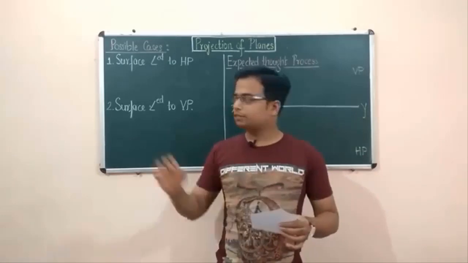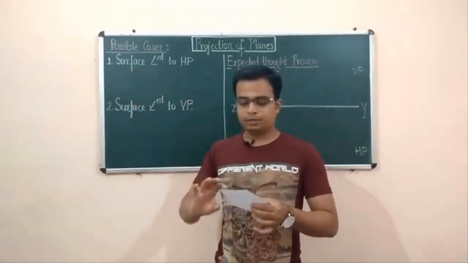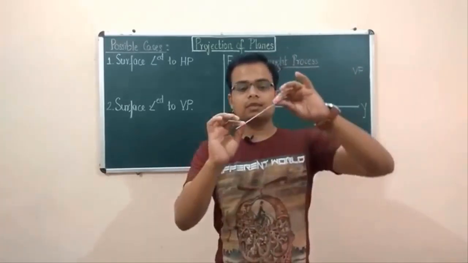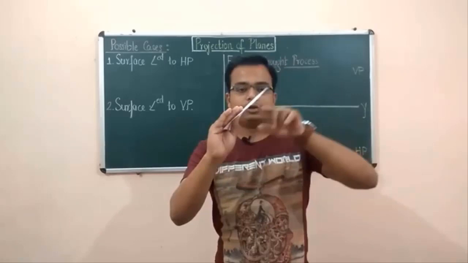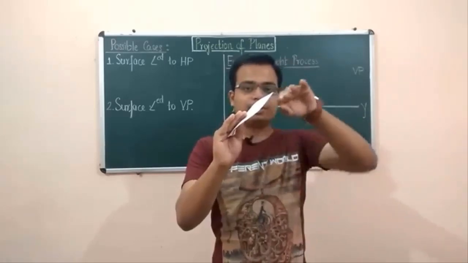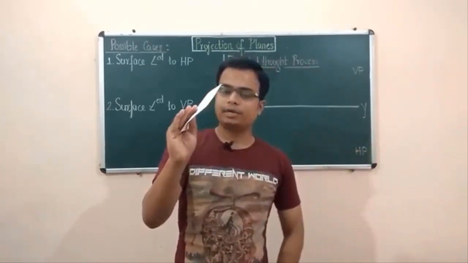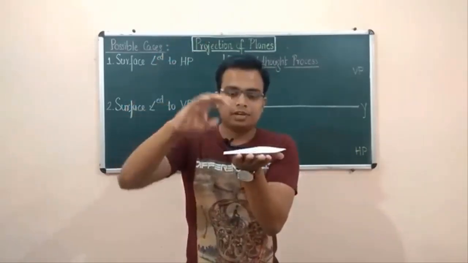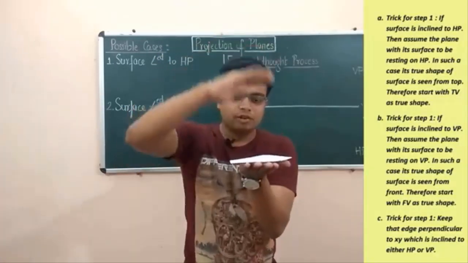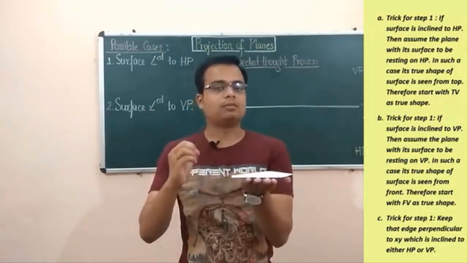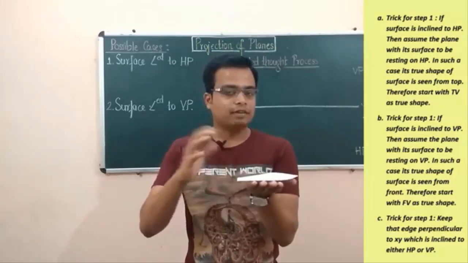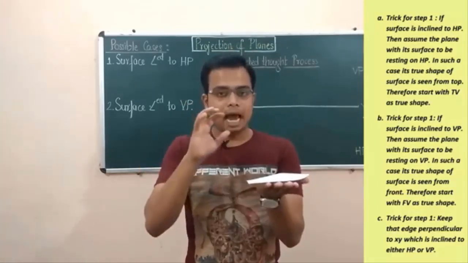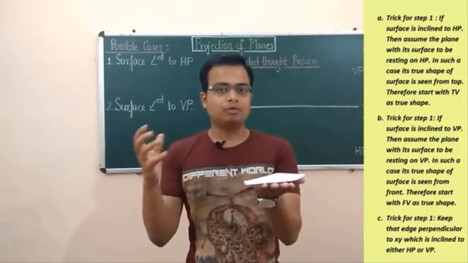The first case is surface inclined to HP. It's like this. You are watching this from the front. Surface inclined to HP. You can see this angle theta that the surface makes with the horizontal plane. So what shall be the initial assumption? We are initially going to assume that the entire surface will be resting on the horizontal plane, and then we have to think, from where can we see the true shape of this surface? Obviously, the answer is from the top, and therefore you have to begin by making the top view first.